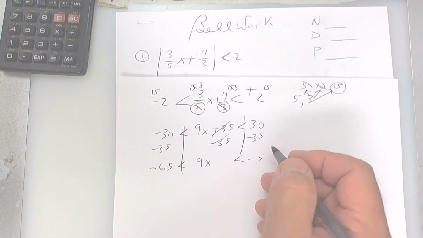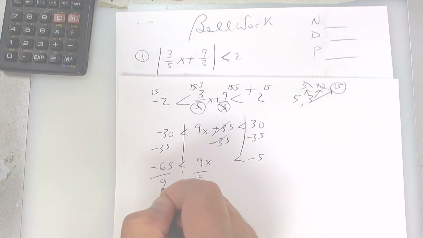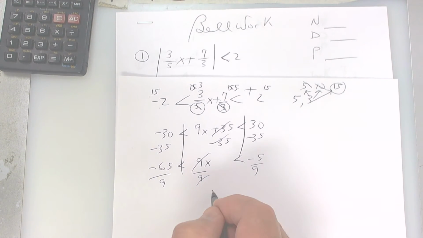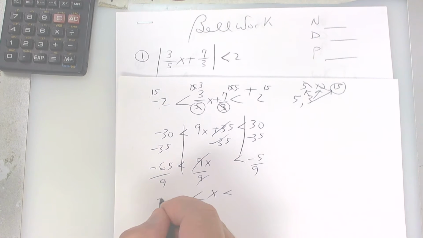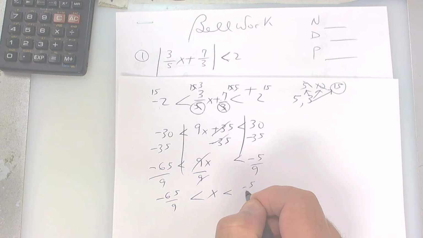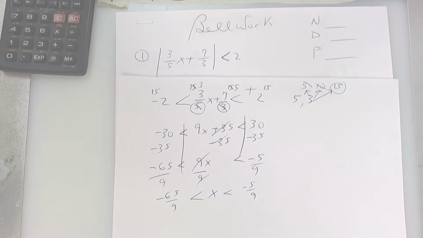Let me just look over my work. And when you divide by 9, unfortunately, you're going to get some fractions. So x is going to be squeezed in between this right here. Okay? And that's how I would do it.